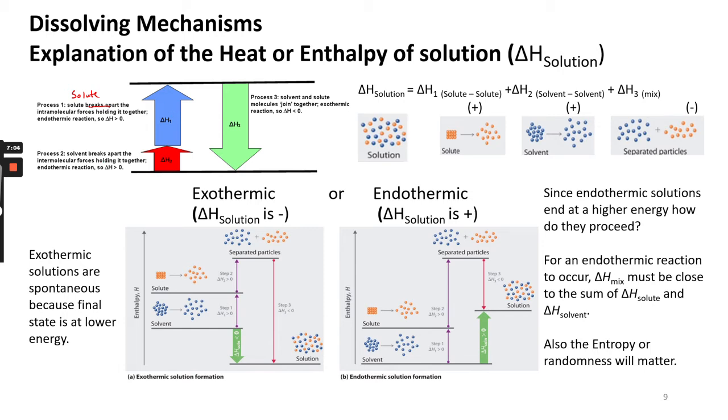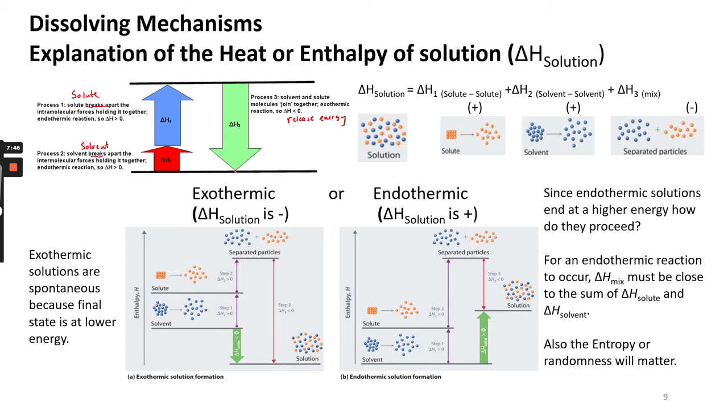The second process is you have to break apart your solvent, and that is an up arrow. So these two up arrows will sum and kind of fill this whole gap here. Then your solute and your solvent will mix, joining together. When they join together, they release energy, and in this case, that is the green arrow going down. Now, in this example, the energy that is needed to separate your solute and solvent is exactly equal to the energy that's released when the solution mixes.